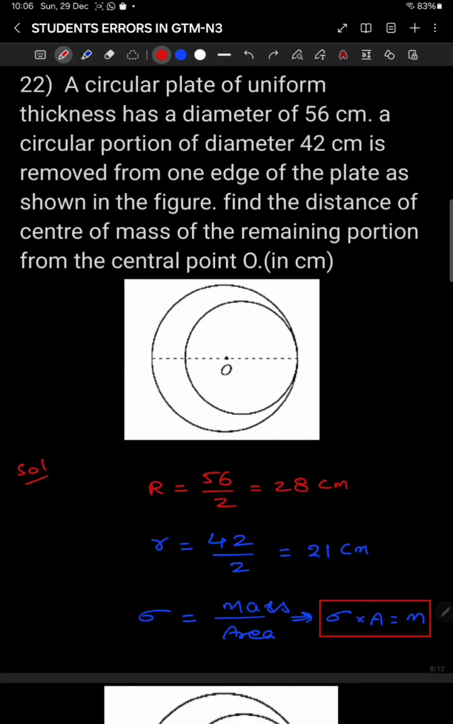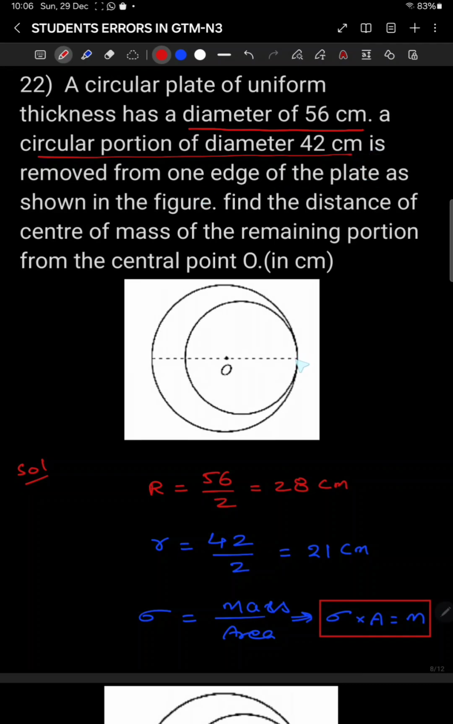Now let us go to next question. This question belongs to center of mass, and it is mass removal model in center of mass. A circular plate of uniform thickness has a diameter 56 centimeters. So the bigger disk have diameter 56 centimeters. From that we can find radius of the bigger disk. From that a circular portion of diameter 42 is removed from one edge of the plate.